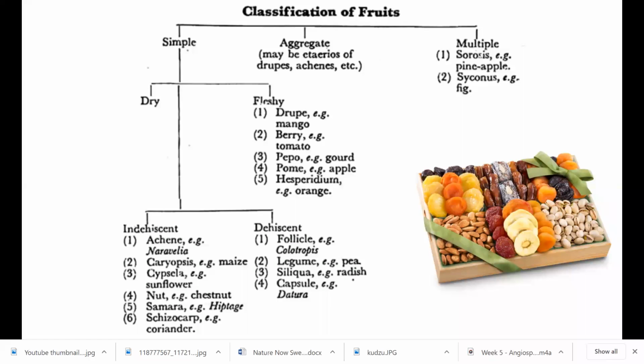So we can have this classification of fruits, right? Looking at simple fruits, which you can divide into dry and fleshy. And then in dry fruits, you can divide into indehiscent, which do not split open at maturity, and dehiscent, which do. And then when you're going back up to the top, compound fruits can either be aggregates or they can be multiples, right? So aggregates come from a single flower, multiples come from multiple flowers.